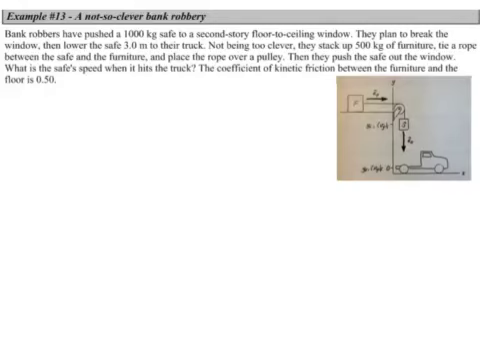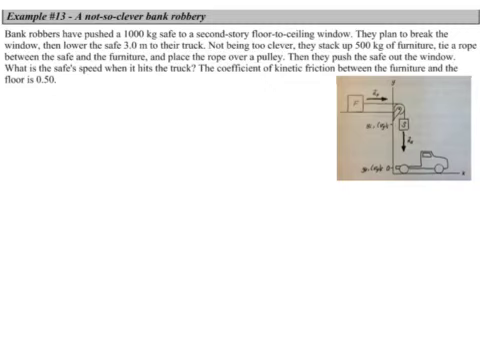Okay, so let's look at another example here. We got bank robbers that pushed a 1,000 kilogram safe to a second-story floor-to-ceiling window. They plan to break the window, then lower the safe 3 meters to their truck. Not being too clever, they stack up 500 kilograms of furniture, tie a rope between the safe and the furniture, and place the rope over a pulley.